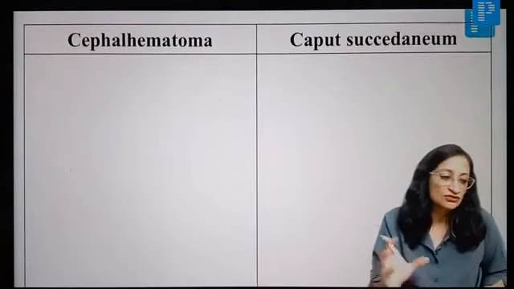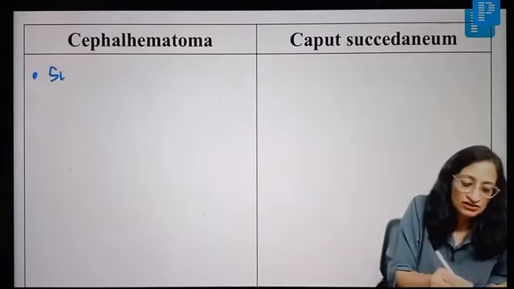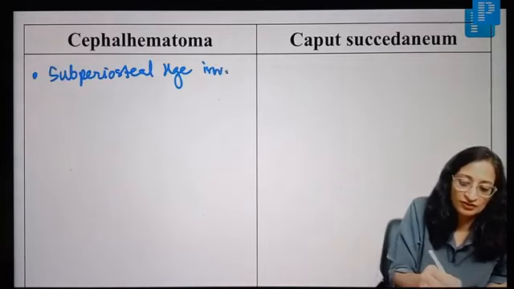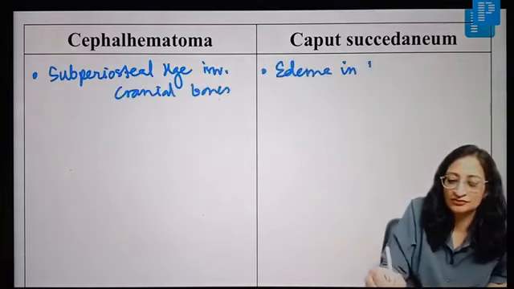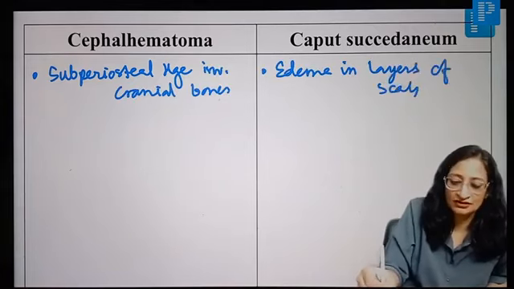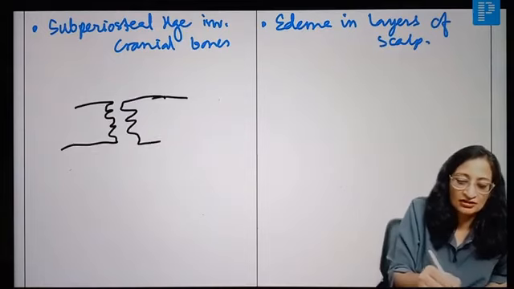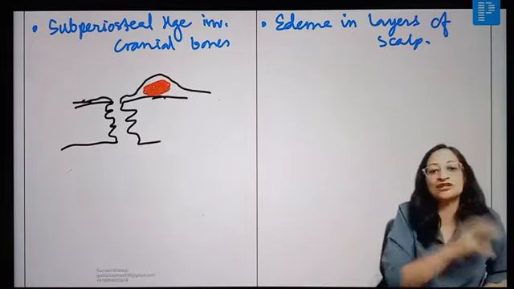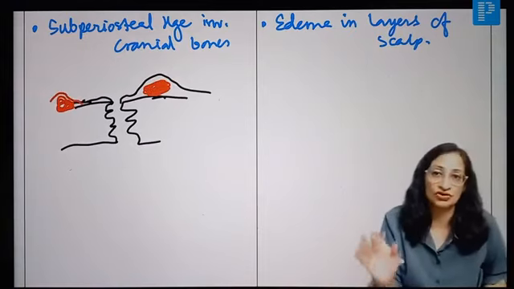So let us first discuss two very important swellings, cephalhematoma and caput succedaneum. Cephalhematoma is a hematoma, so it is subperiosteal hemorrhage involving the cranial bones. While caput succedaneum is basically due to edema in the layers of scalp. In cephalhematoma, this is the bone, this is the periosteum, and this is blood in between the bone and periosteum. It can be present on one side of midline or as separate swellings on both sides of midline. But the swelling does not cross sutures or midline usually.